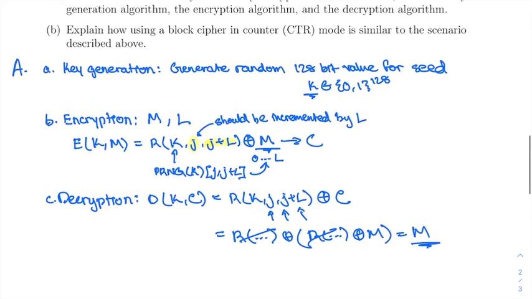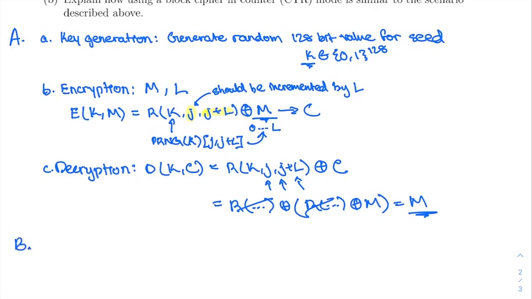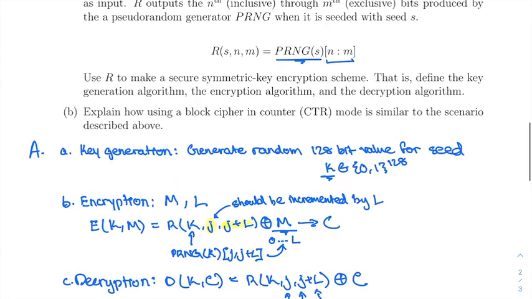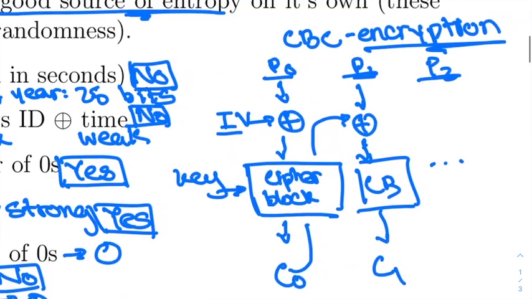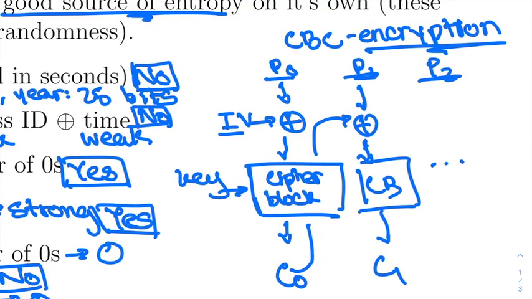Great. So for part B, explain how a block cipher in counter mode is similar to the scenario that we just described above. So you might remember from part 1 with block ciphers, there's a lot of different schemas, and one of the modes that is out there is counter. You might remember from the CBC diagram before that the way this encryption algorithm for the CBC schema works is that we're using the ciphertext generated by one encryption of one chunk of plain text as the key for the next encryption of plain text.